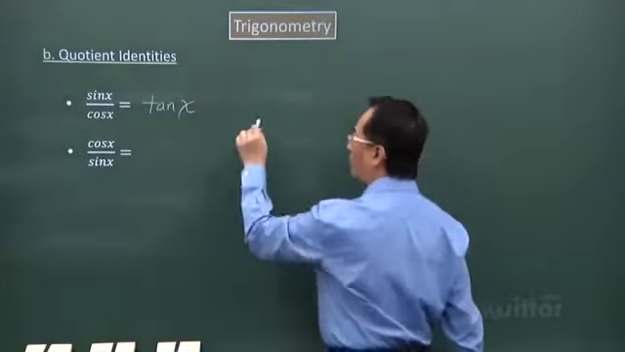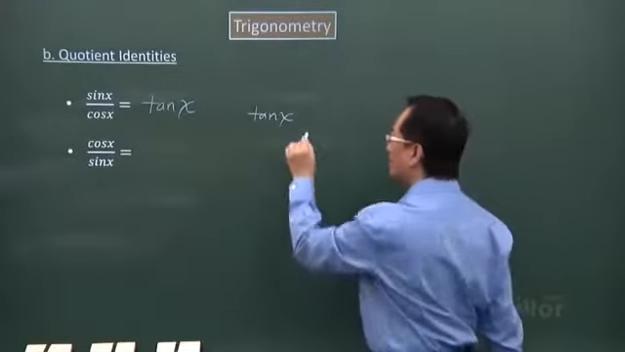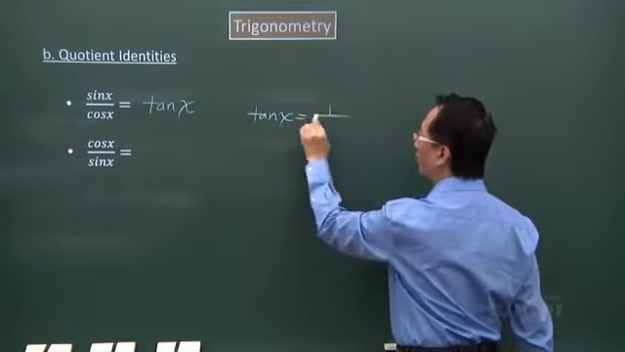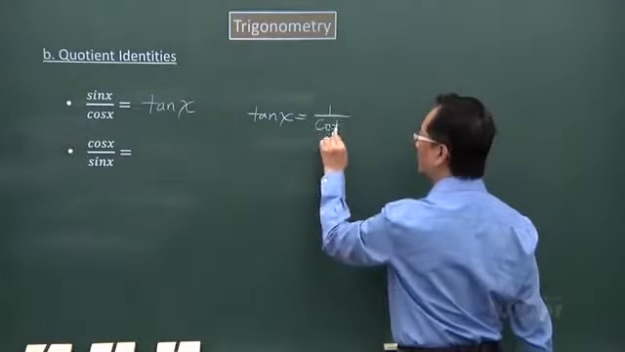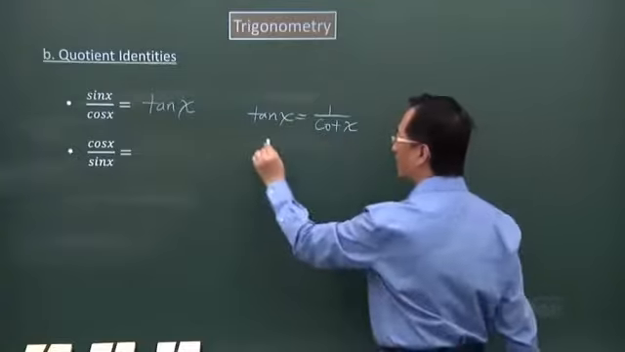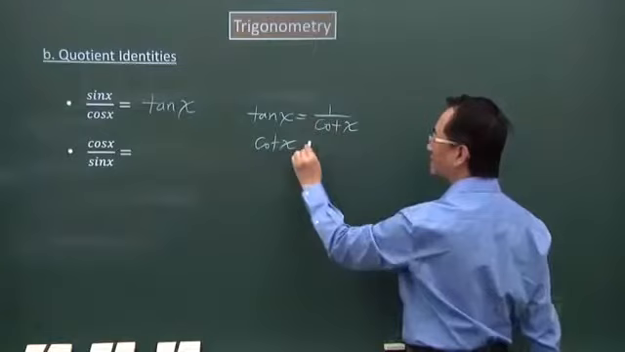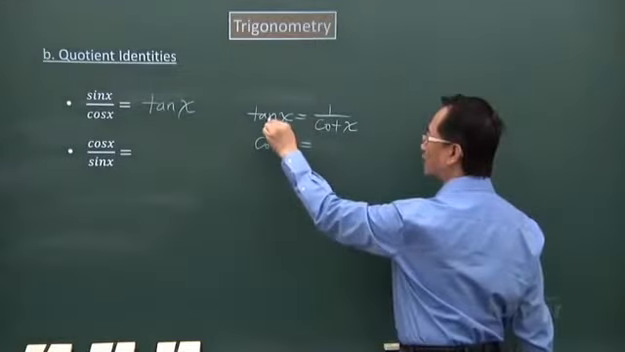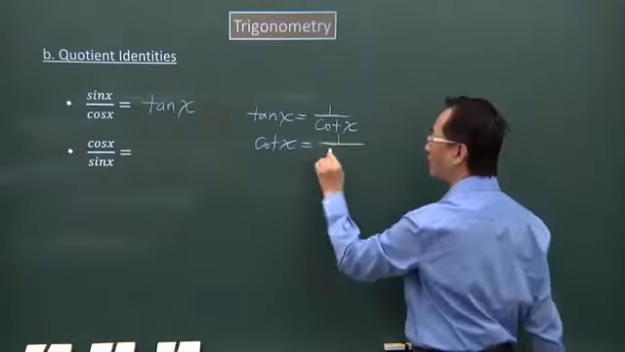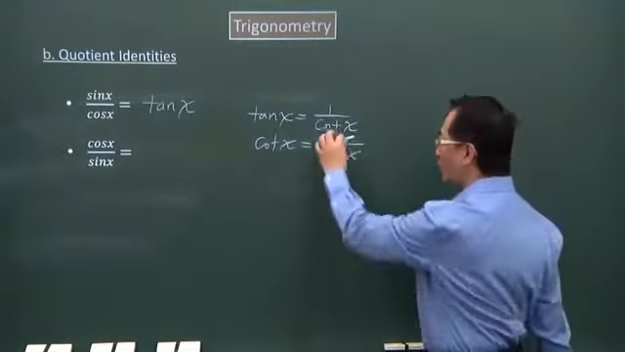You can recall that when we had tangent x, the identity for this is 1 over cotangent x. So similarly, by just manipulating this, where this tangent x switch place with the cotangent x, you have 1 over tangent x. Let's go further from here.